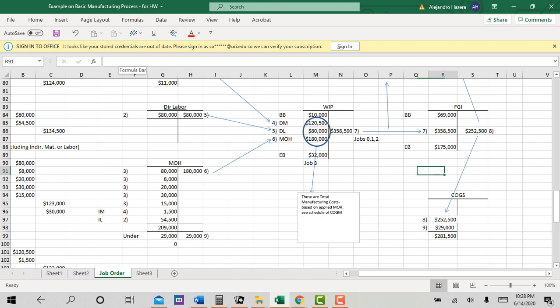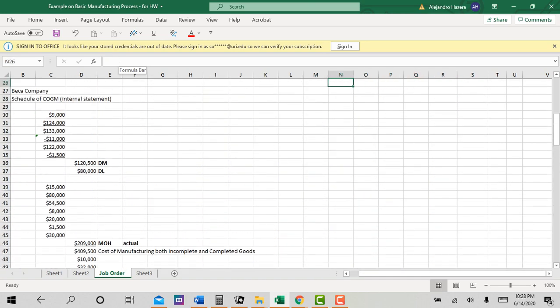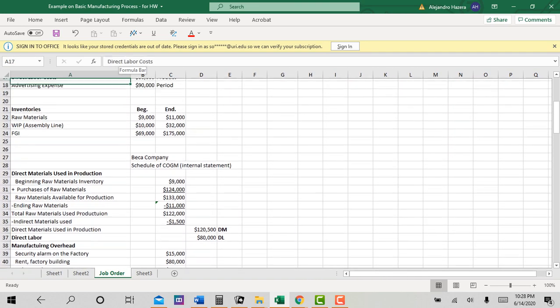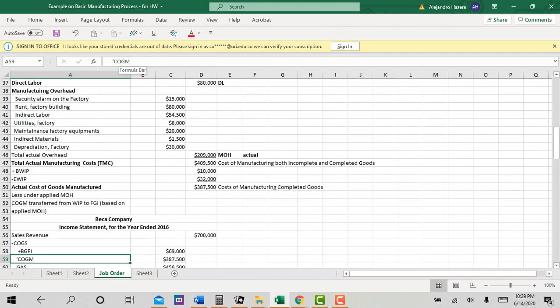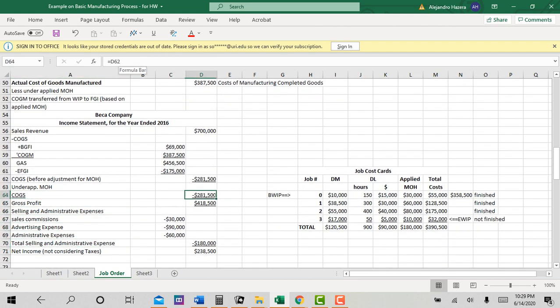Your cost of goods sold after adjustment was 281,500 in the T account. And if I come up here to the income statement, there's your 281,500 right there. So it looks like everything turned out. There's other ways to do this, and I think there's one little discrepancy up here, but there's a lot of discrepancies. The main thing is that your job cost cards did correspond with the 358. The sum of these is your cost of goods manufactured. Your ending inventory is job 3 right there.